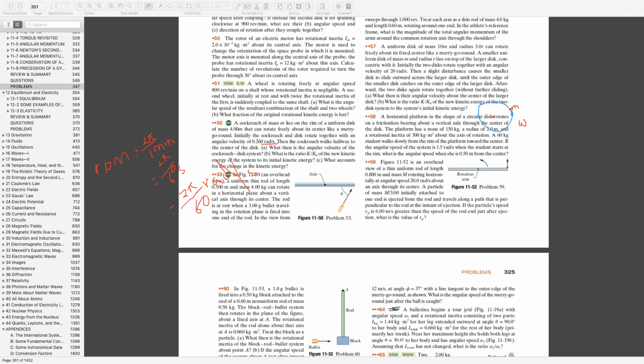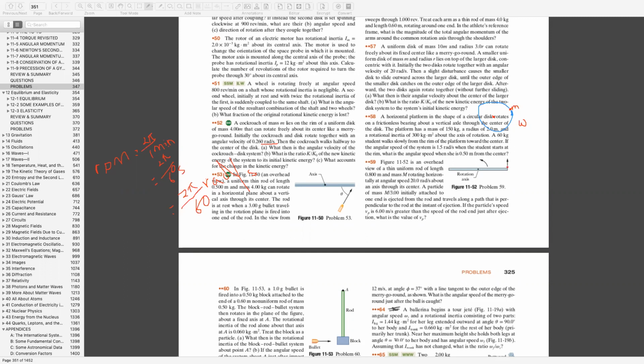Okay, so before, the cockroach is on the rim, and after, it's halfway to the center of the disk. So we have to understand what is changing. For the disk, it doesn't change anything, because if it's rotating, it's still the same. So I think what would change would be the cockroach. Because I know for a particle, which I'm assuming the cockroach would be, it would be mr squared.